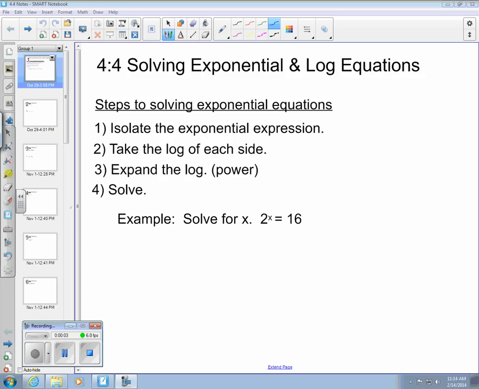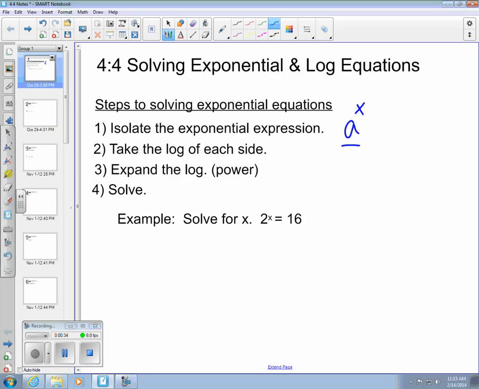We're going to go over our 4-4 notes on solving exponential and log equations. There's just a couple of steps involved in solving exponential equations. The first thing we're going to do is isolate the exponential expression. We want some base to the x power on one side. The second step is to take the log of each side. The third step is to expand the log by using the power property, and then we'll solve for x.